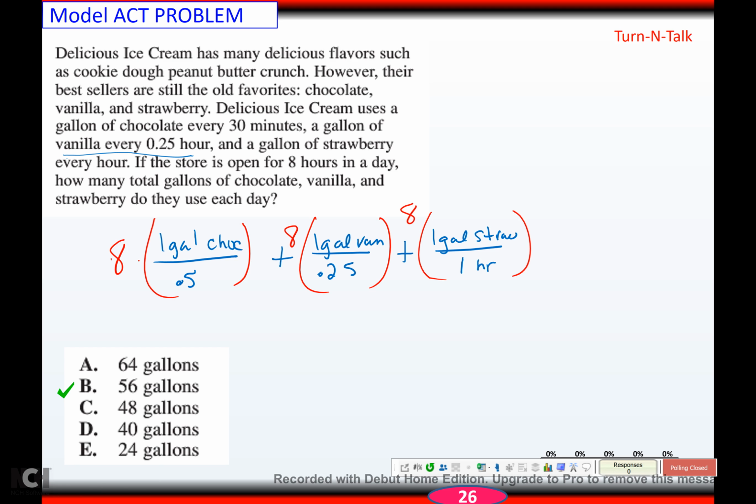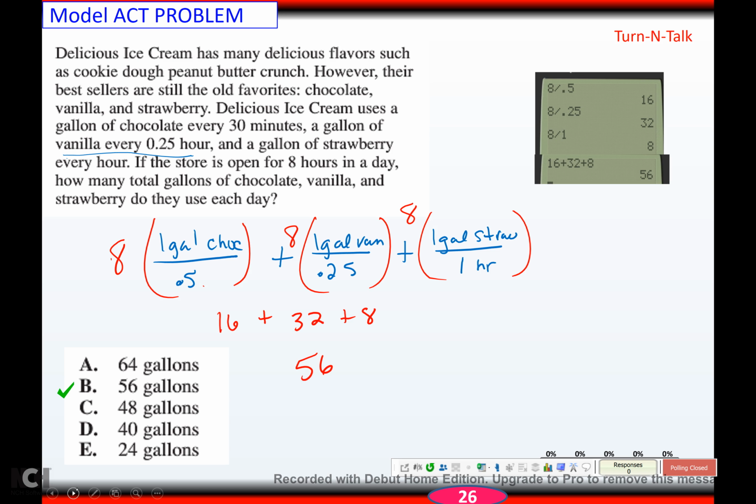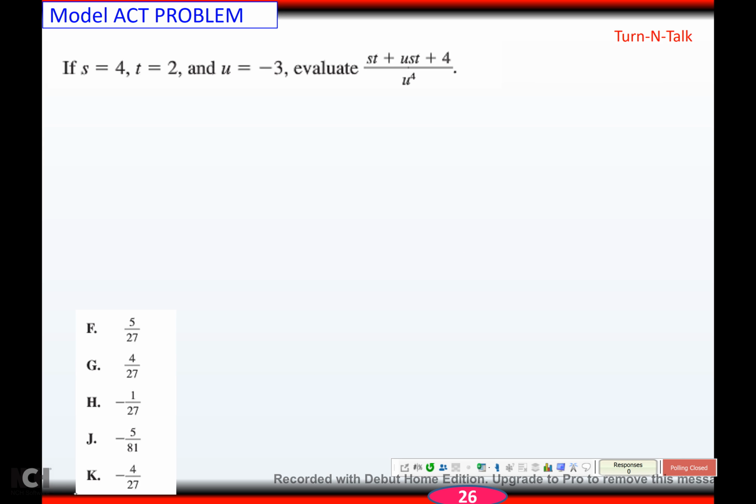Okay, if you do 8 divided by 0.5, you get 16. If you do 8 divided by 0.25, you get 32. And 8 divided by 1 is 8, which gives me a total of 56 gallons. And again, there's where I got my numbers on the calculator. Okay? Hit pause, come back when you're ready.